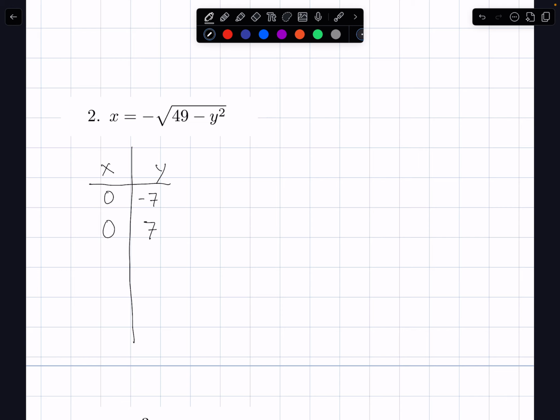Now, another nice point to check would be when y is 0. If y is 0, and here's where we could do the work right here, this is going to be negative the square root of 49 minus 0 squared, which is negative the square root of 49, which is negative 7. Okay, so this gives me negative 7. That's what I'm going to put right there. I have my 3 points, and my graph is going to look very similar to what it looked like in the previous question.